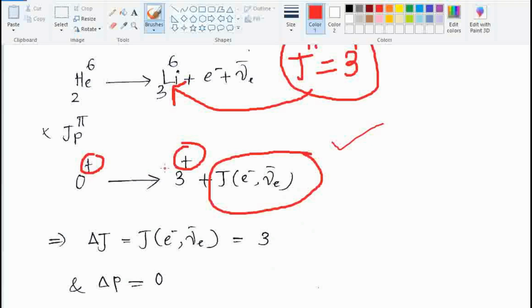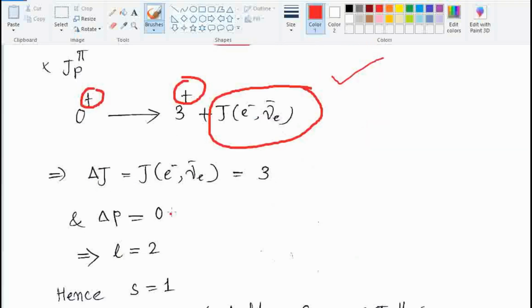This positive means there is an even parity of the parent nucleus and the daughter nucleus. That means after the reaction and before the reaction, the parity is the same, positive or even parity. There is no change in parity between the parent nucleus and the daughter nucleus, as both hold the same sign of parity. So that's why del P equal to 0.